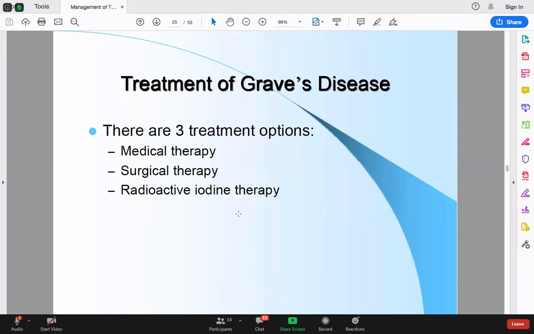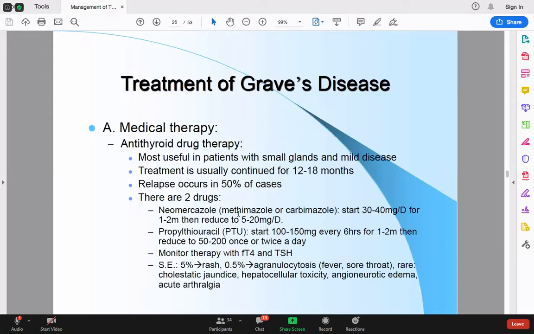So how do we treat Graves' disease? In general, we have three options: medical, surgical, radioactive iodine therapy. When it comes to the medical, we are talking about anti-thyroid drug therapy, okay? And this is helpful for small gland or mild disease. And usually we give it for a year, 2 years, and then we can stop it and see whether the disease is relapsing or not.